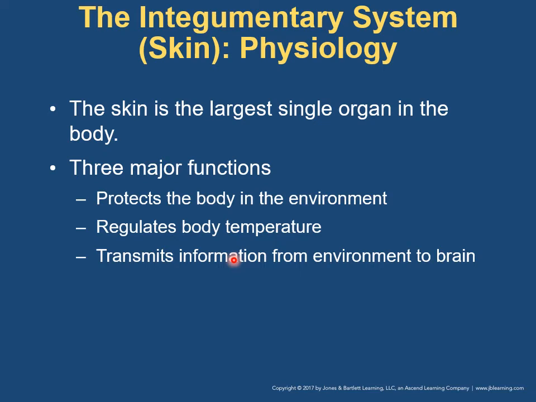Physiology of the integumentary system. The skin is the largest single organ in the body. It serves three major functions. They are to protect the body in the environment and protect the body from infectious organisms; regulate body temperature, as sweat is secreted to the skin surface from the sweat glands; and transmit information from the environment to the brain. This is when the skin reacts to pressure, pain, and pleasurable stimuli.